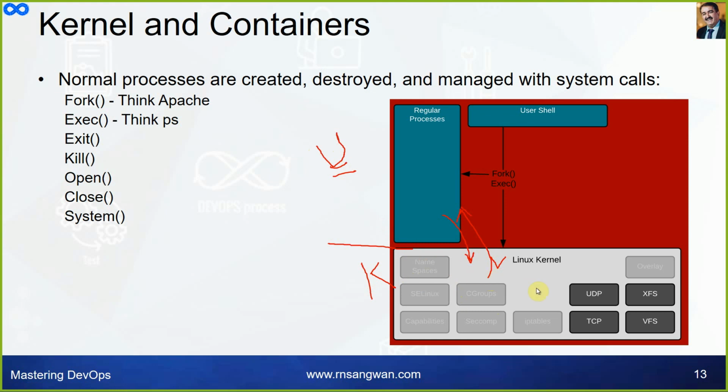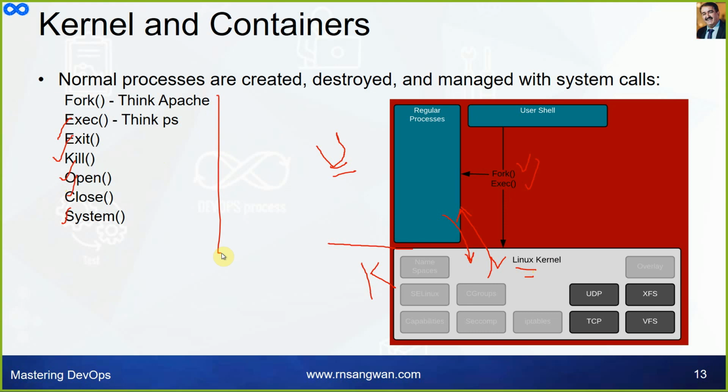So kernel space is always protected, and the only interaction with the kernel is by making calls like the fork system call, exec system call, exit system call, kill system call, open, close system calls. These are all the calls which we make to the kernel to manage our processes and to run applications on Linux. There's no confusion on this.